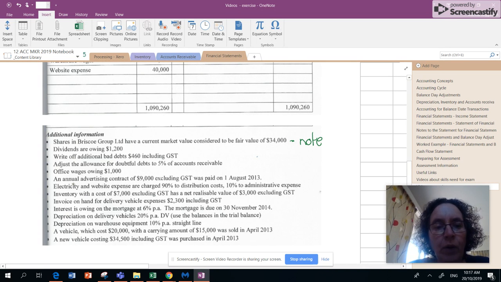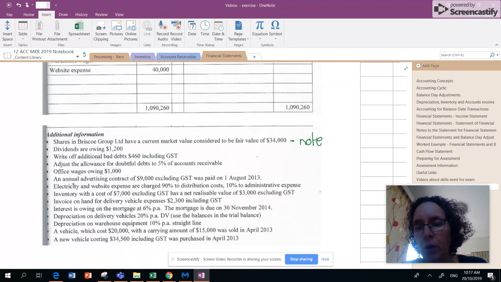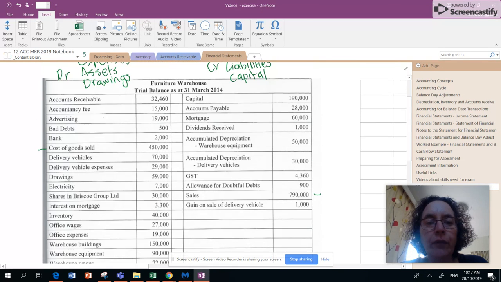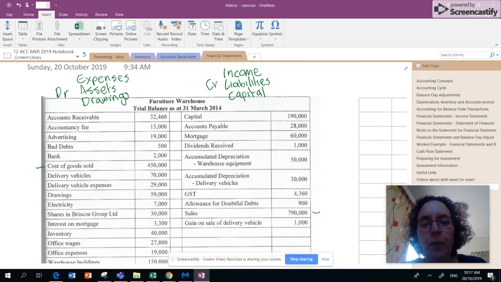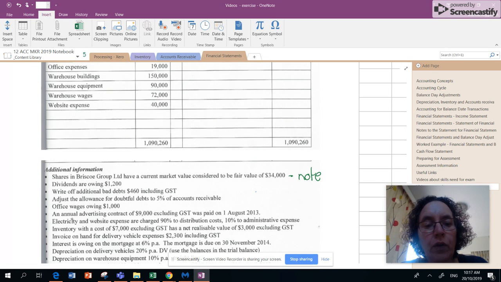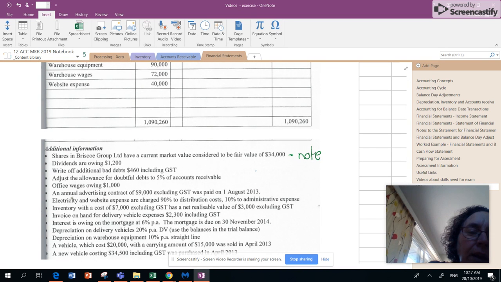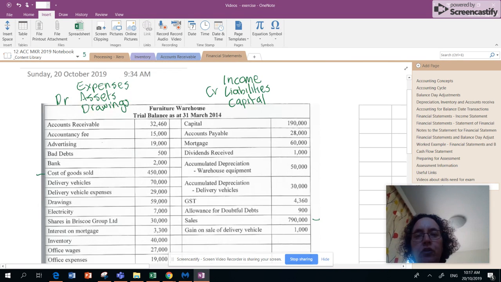Right, our first balance day adjustment is dividends are owing $1,200. So the first thing we want to decide is, is it an income or is it an expense? So we're going to look for dividends on our trial balance, and we've got dividends received. So that means it's an income. So that means they are owing. So in this case, we've got accrued income is going to be our account. Okay, and so let's do the journal entry.